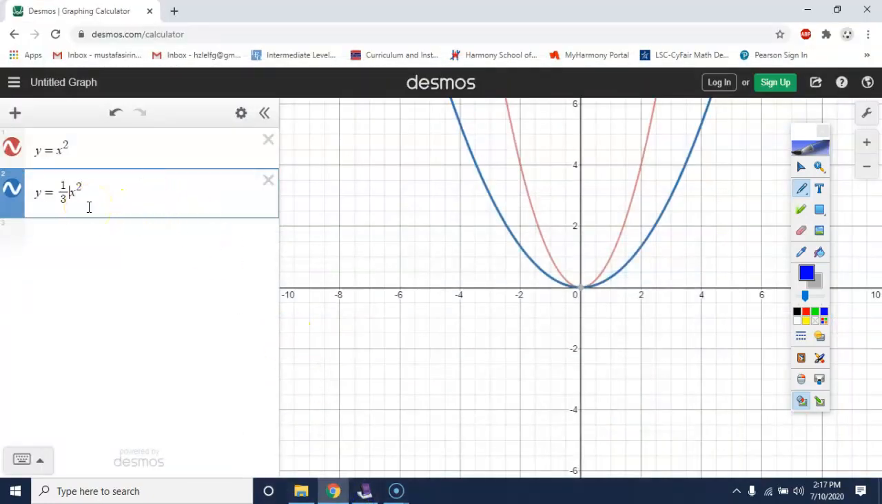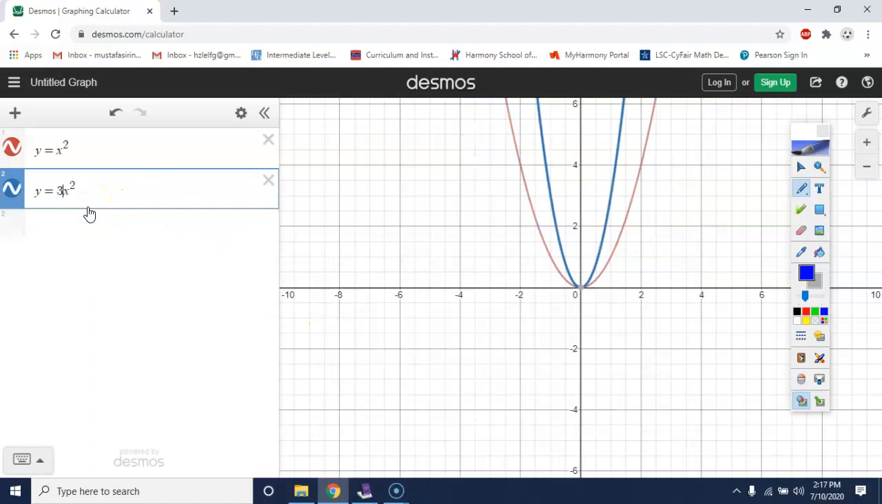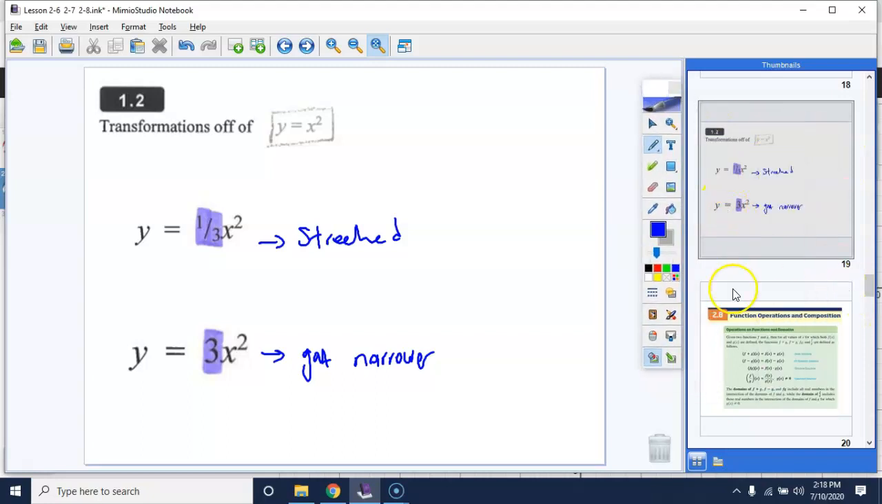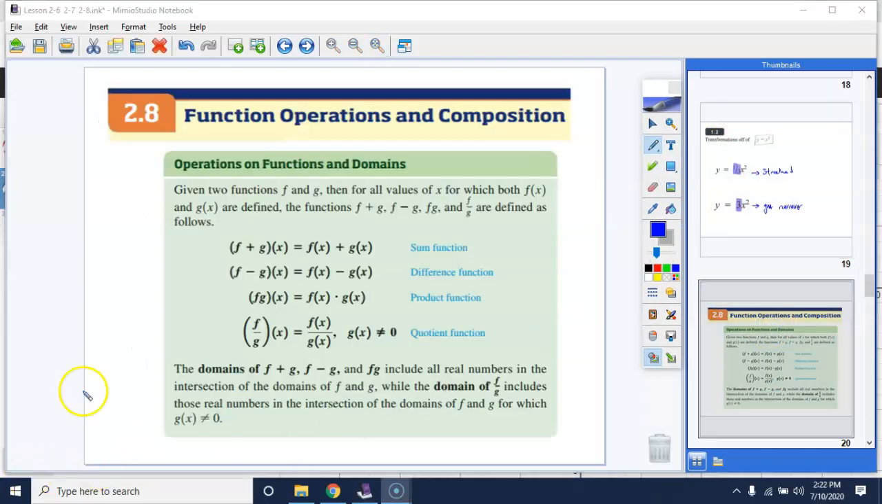Let's put the 3x squared, so it just got narrower, right? So it shrank or got narrower, right? So the objective of this lesson 2.7 is what happened there? What's your transformation there? All right. So we are done with lesson 2.7. So let's move on to 2.8.